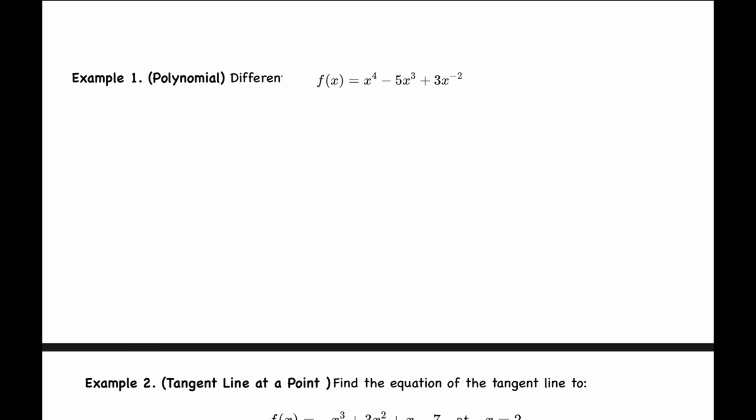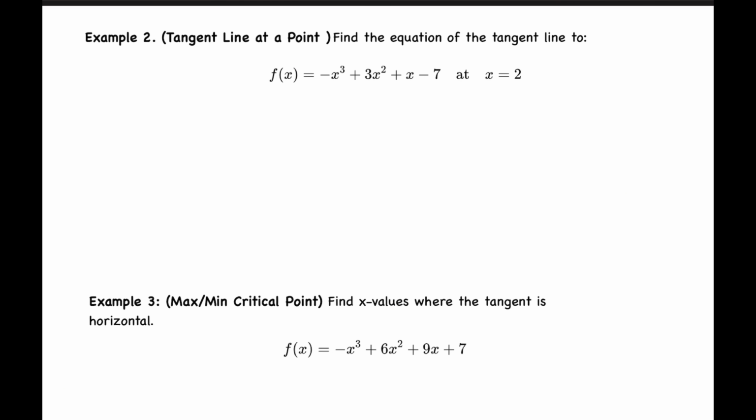Example 1. We want to find the derivative of f(x) = x^4 - 5x^3 + 3x^(-2). All right, let's go term by term. The derivative of x^4 is 4x^3. The derivative of -5x^3 is -15x^2. And the derivative of 3x^(-2) is -6x^(-3). So the final answer is 4x^3 - 15x^2 - 6x^(-3).